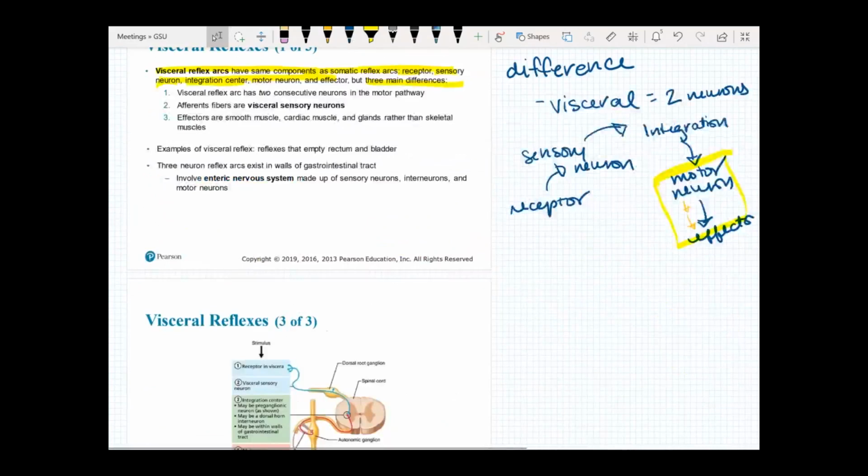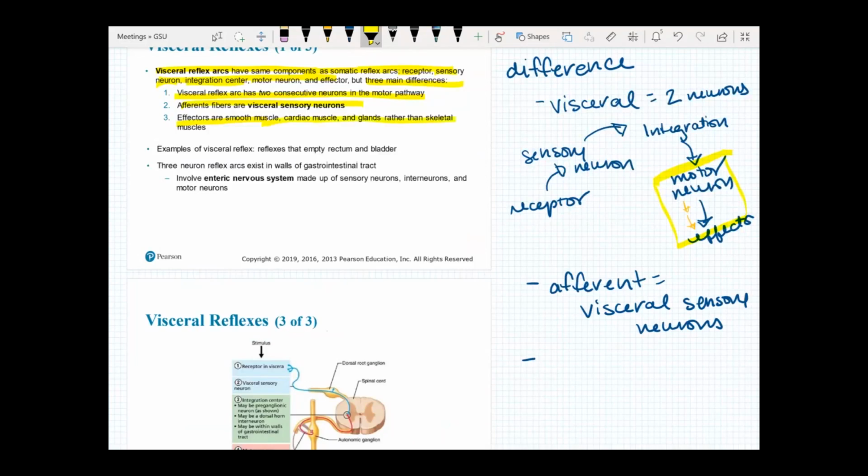Another difference between the somatic reflex arc and a visceral reflex arc is your afferent fibers are actually going to be called visceral sensory neurons. So that's just a slight difference between the 2. And then the third one is something we already know: the effector of your visceral reflex arc is not going to be skeletal muscle. It is going to be smooth muscle, cardiac muscle, and glands. So that is the difference between the 2.